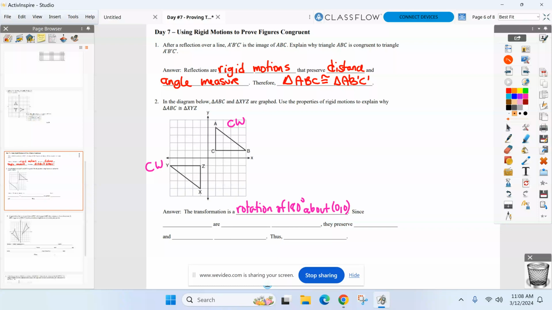All right, now here we go. And here's the rest of the, I know it's going to sound like a broken record today, but this is what we need. Since rotations, that's what you told me we're doing, are rigid motions. And here you go. They preserve distance and angle measure. That's why they're congruent. Distance and angle, sides and angles don't change. Thus, triangle ABC. Be careful here because we're not doing primes. We're doing XYZ.